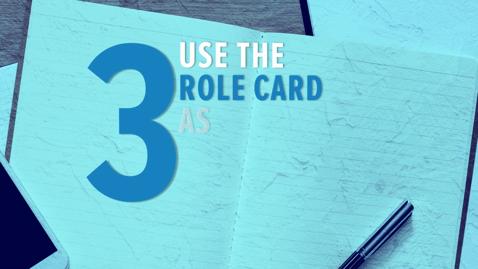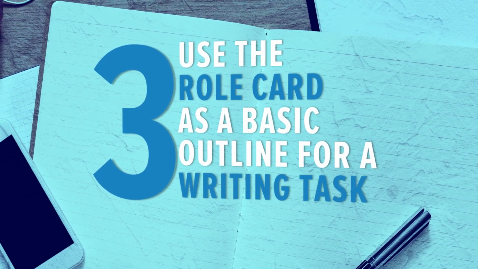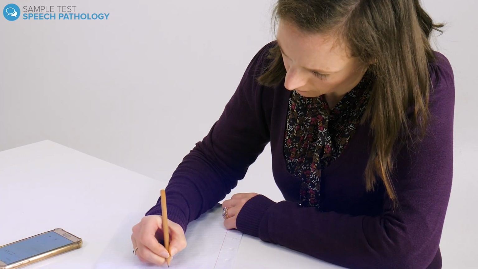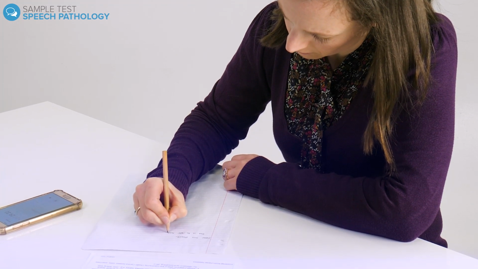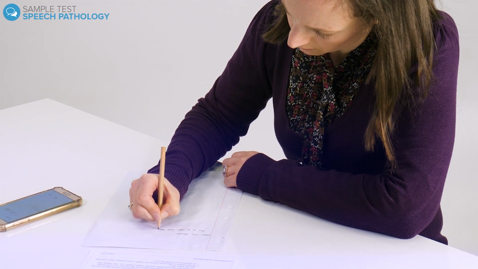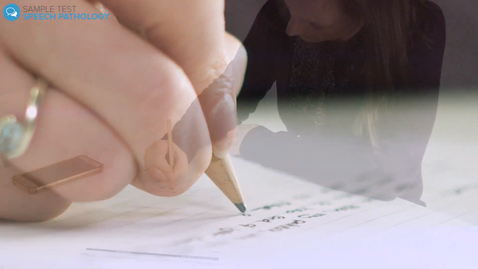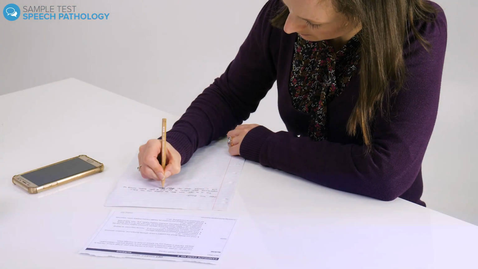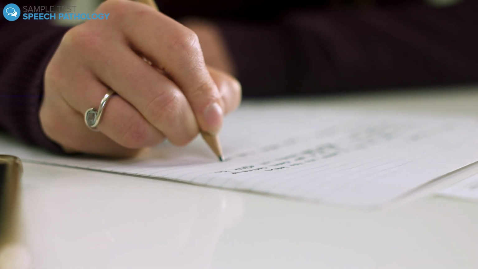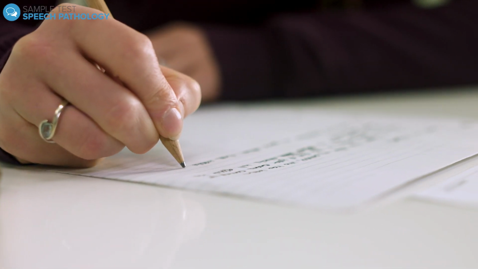Use the role card as a basic outline for a writing task. Imagine you are writing to the boy's teacher who noticed the speech regression. Use the details in the patient card and your recording to present the background to the situation and what has been discussed today. Recommend the teacher monitors the boy's behaviour and contacts you if there are further signs of speech regression.